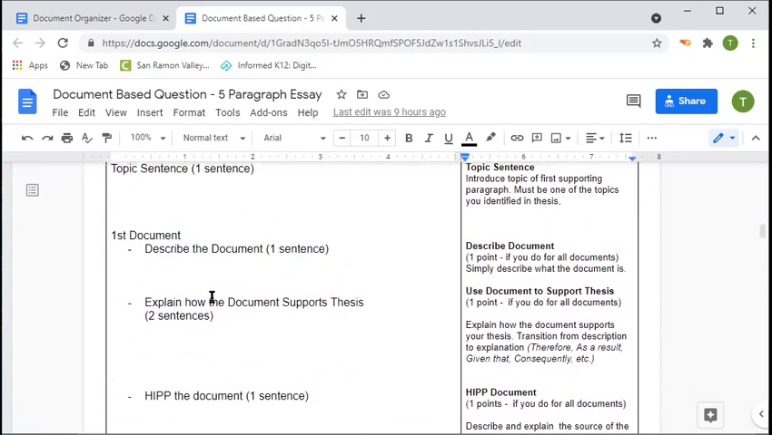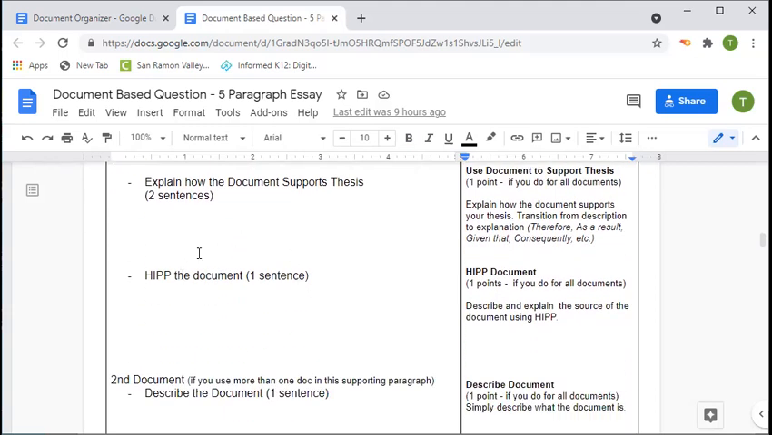So here's what you do with your first document. Remember, you have 1 sentence describing the document. And this is where you say document 1 is the 13th Amendment, which ended slavery in the United States, or whatever it might be. Or to go back to the example I was using already, document 1 is a poster of Rosie the Riveter, who's working on the military ships, et cetera, et cetera. So you just describe it. Then you explain how this supports your overall thesis: 1 to 2 sentences explaining how it supports your overall thesis.